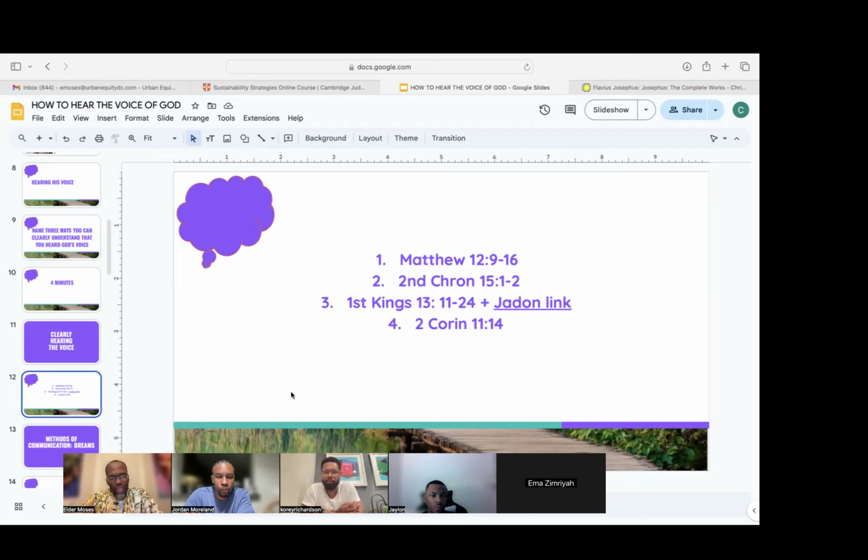What can we learn from that story? Like, why is that being pointed out here? Because it's really important to distinguish when you're hearing clearly the voice of the Creator.